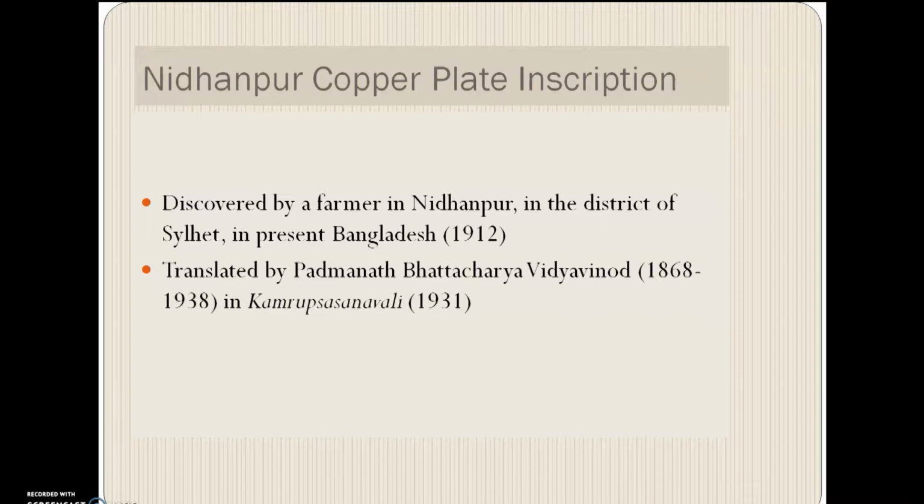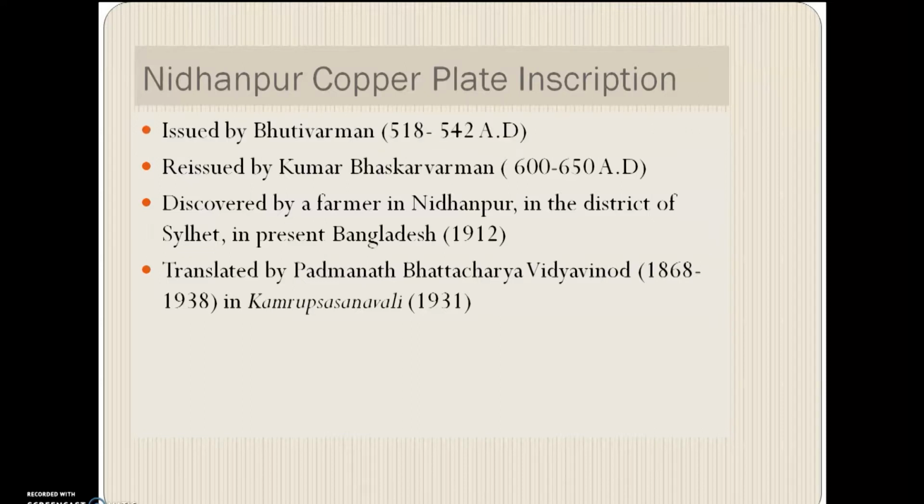deciphered the inscription and published it in the book Kamrup Shasanawali along with the other inscriptions, and it was finally clear that the inscription was issued by Kumar Bhaskar Burman in the 7th century AD. It was further clarified that the inscription was actually a renewal of the land grant offered by Bhuti Burman, the great-grandfather of Kumar Bhaskar Burman, in the 5th century AD. The inscription comprises 7 copper plates which have 140 lines inscribed in it.